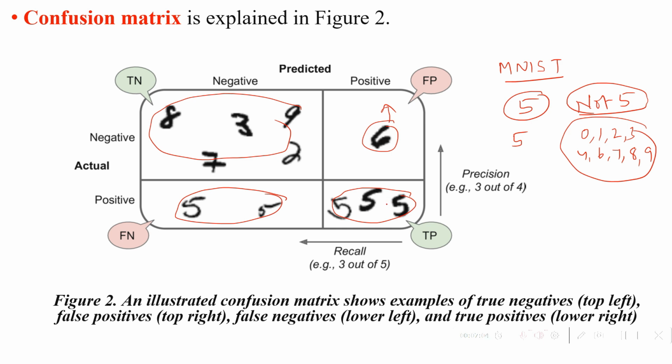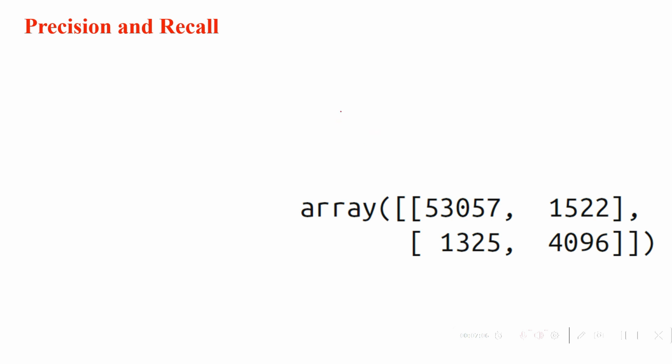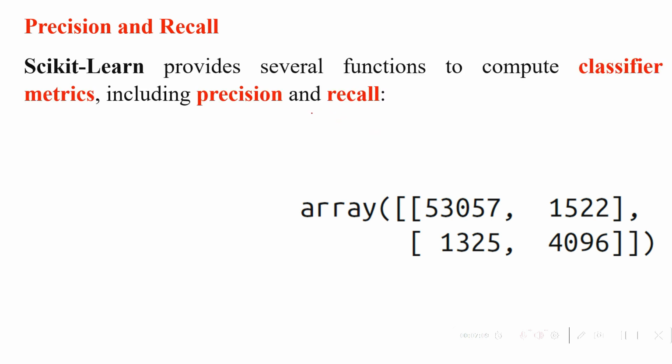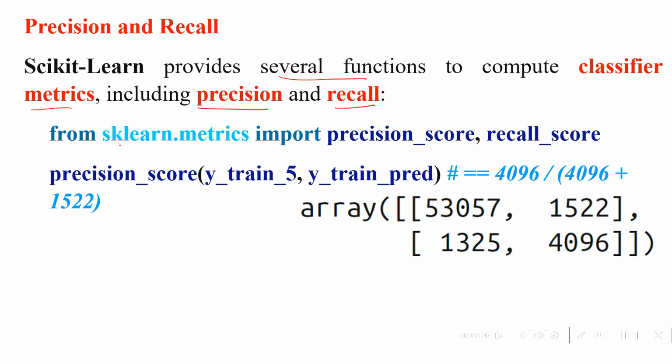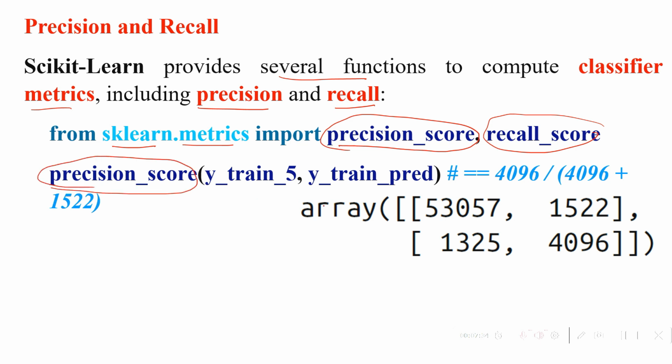Okay, now this is about the confusion matrix. Based on this information, we are going to find out the performance of all these things. Scikit-learn provides several functions to compute the classifier metrics, including precision and recall. From sklearn.metrics, we are going to import precision_score and recall_score. For precision_score, you have to provide y_train and the corresponding predicted values, y_train_pred.